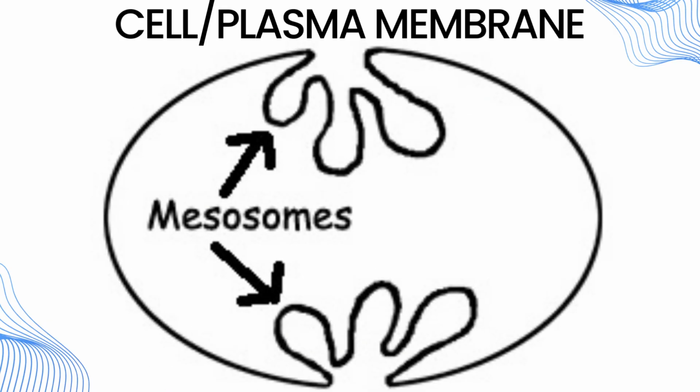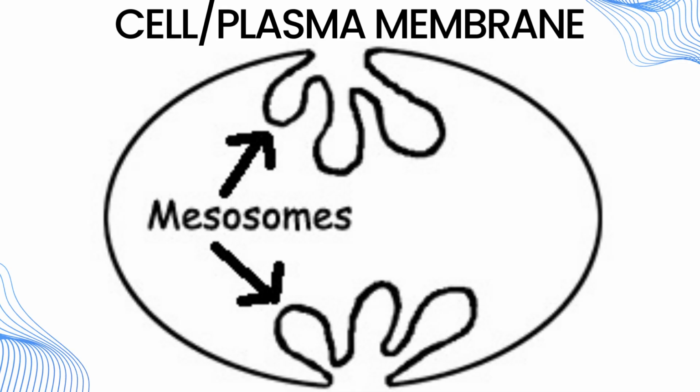Mesosomes are folded regions of the plasma membrane found in some prokaryotic cells, especially bacteria. They appear as pouch-like enfoldings of the cell membrane under an electron microscope. Some key features of the mesosome are that they look like finger-like folds or vesicle-like extensions of the cell membrane.